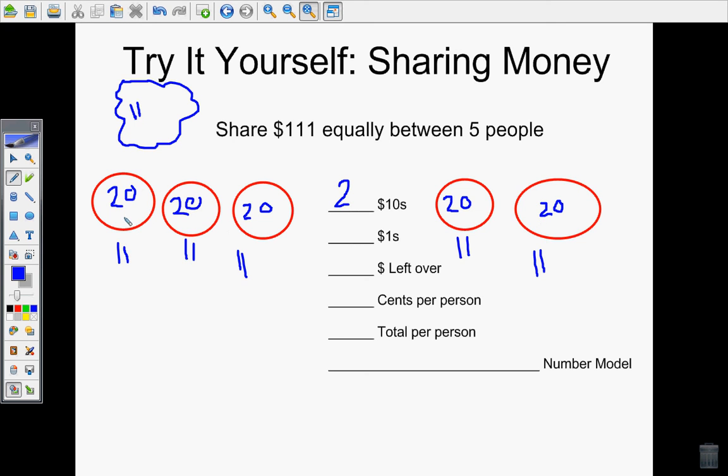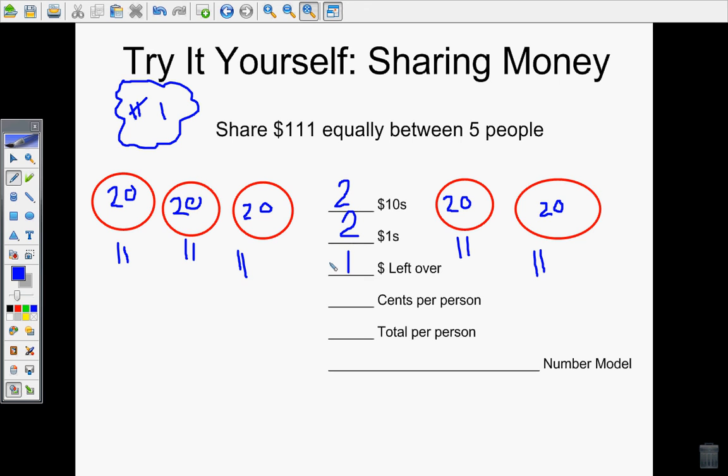I can't just give this guy 1 to get me up to $11. That wouldn't be fair to everyone else. So each person got 2 $1 bills, and I've used up 10 out of those $11, so I have $1 left. I can write that $1 here as well. Now I need to think about how I can divide that $1 up with 5 people.